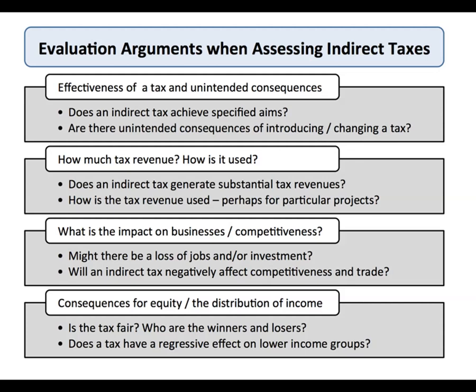How much revenue are we going to collect? Are we going to collect enough revenue to solve or pay for the negative externalities associated with the consumption of that good? So think about the tax that we place on alcohol, for example. Is the total revenue received from the tax on alcohol actually going to help solve or pay for alcohol-related illnesses through the NHS? Remember, that's a burden on the NHS. How is the tax revenue used, perhaps for a particular project?